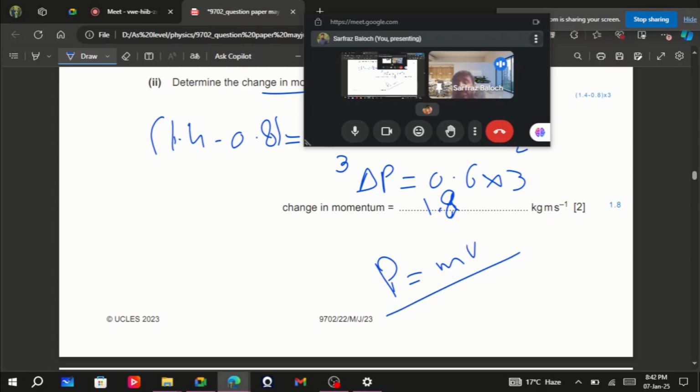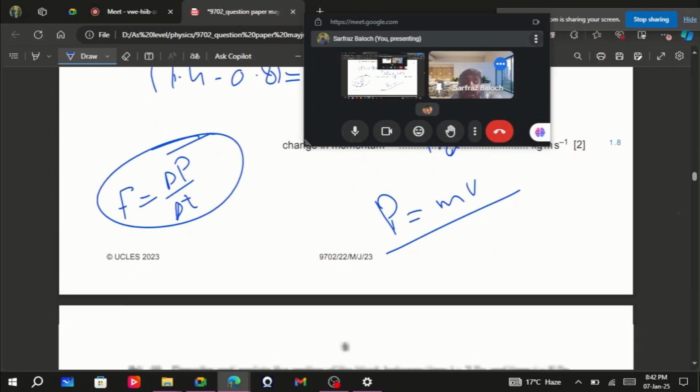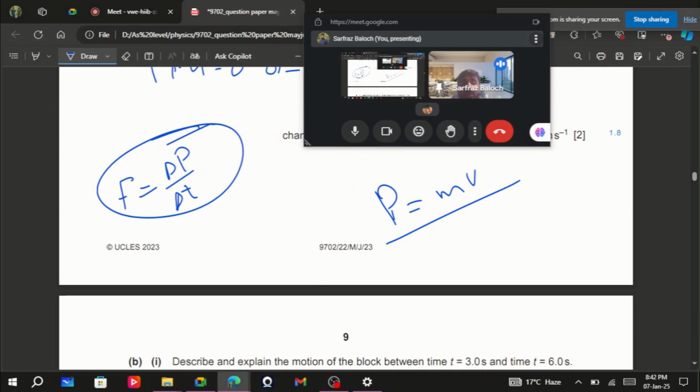And what is the relationship between momentum and force? Force is equal to change in momentum per unit time, or simply you can call it the force of collision. One thing more: for power you can use this formula, P is equal to Fv, where F is the force and v is the velocity.